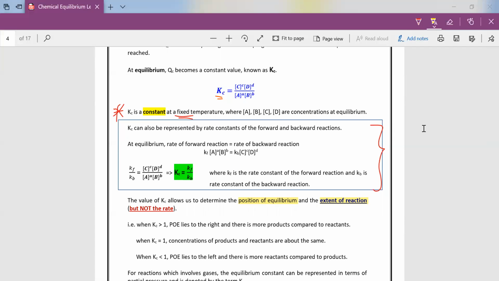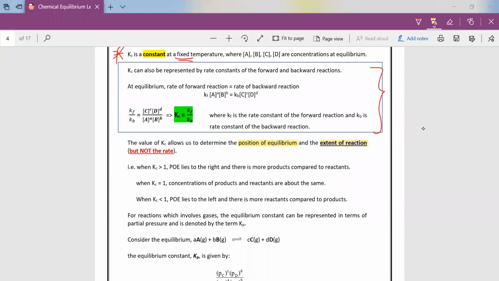When Kc is greater than 1, the position of equilibrium lies to the right, and there are more products compared to reactants. If it is equal to 1, the concentrations of the products and reactants are around the same. If it's less than 1, the position of equilibrium lies to the left, and there are more reactants compared to the products.